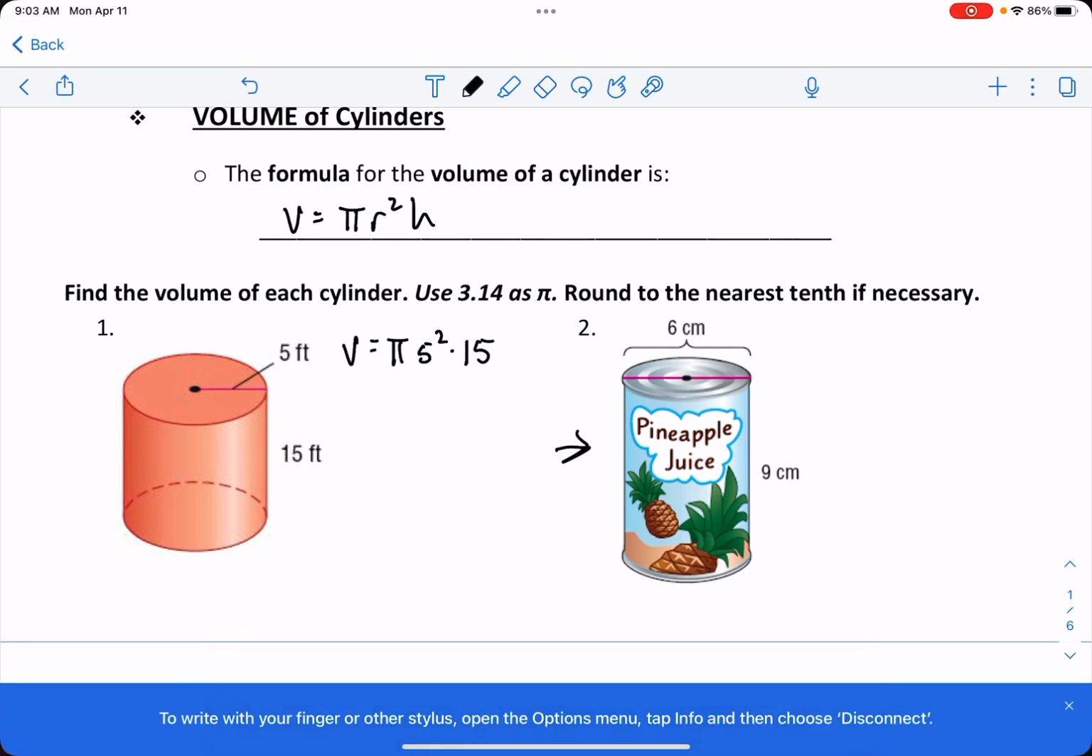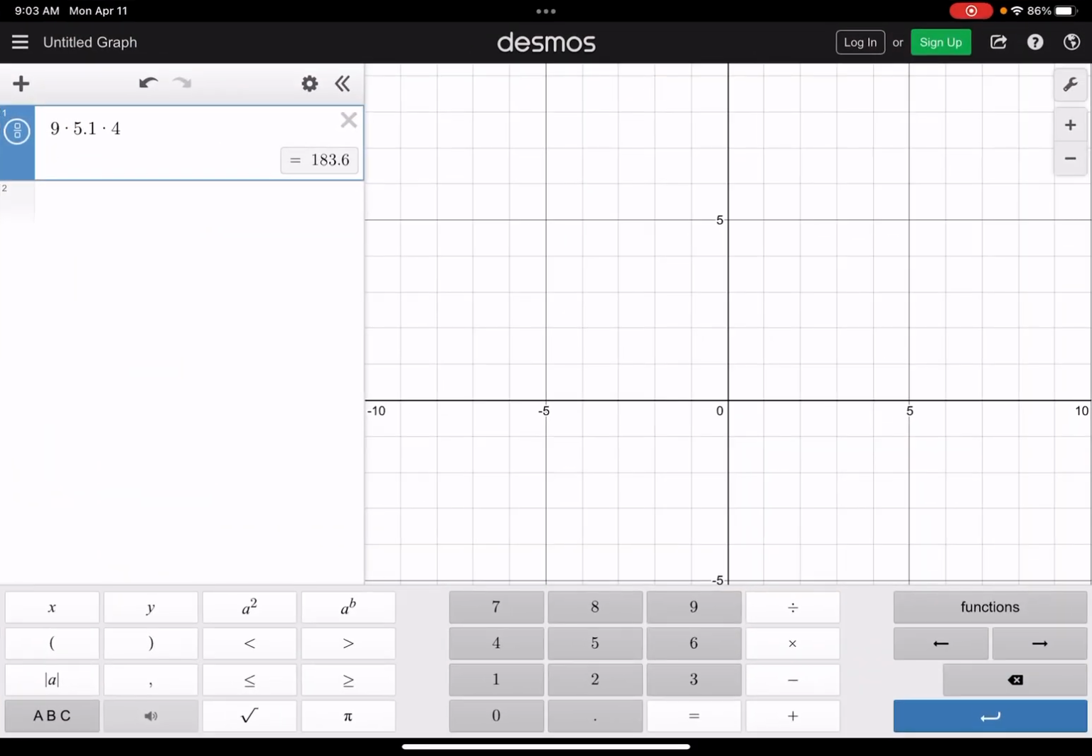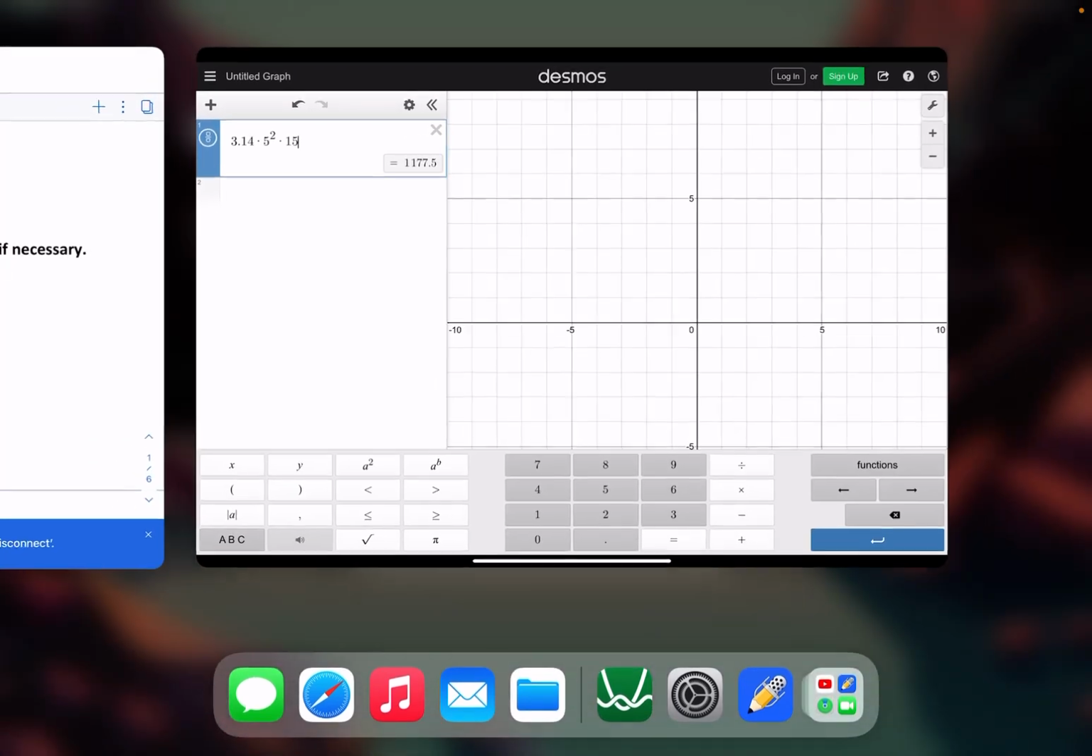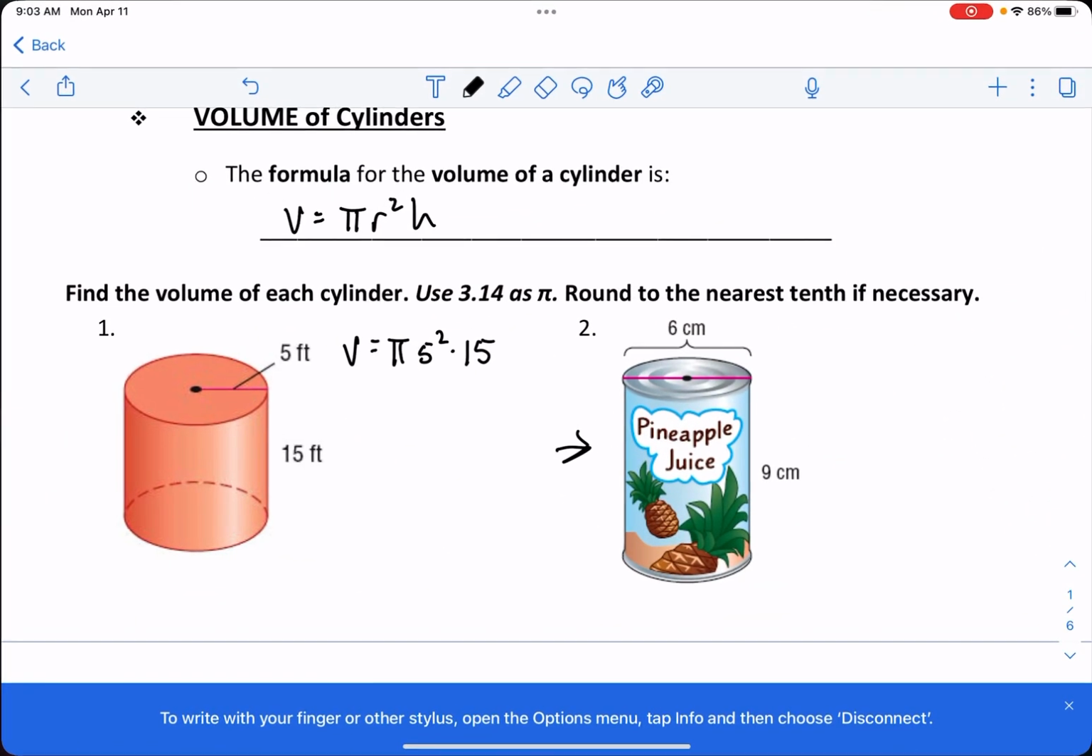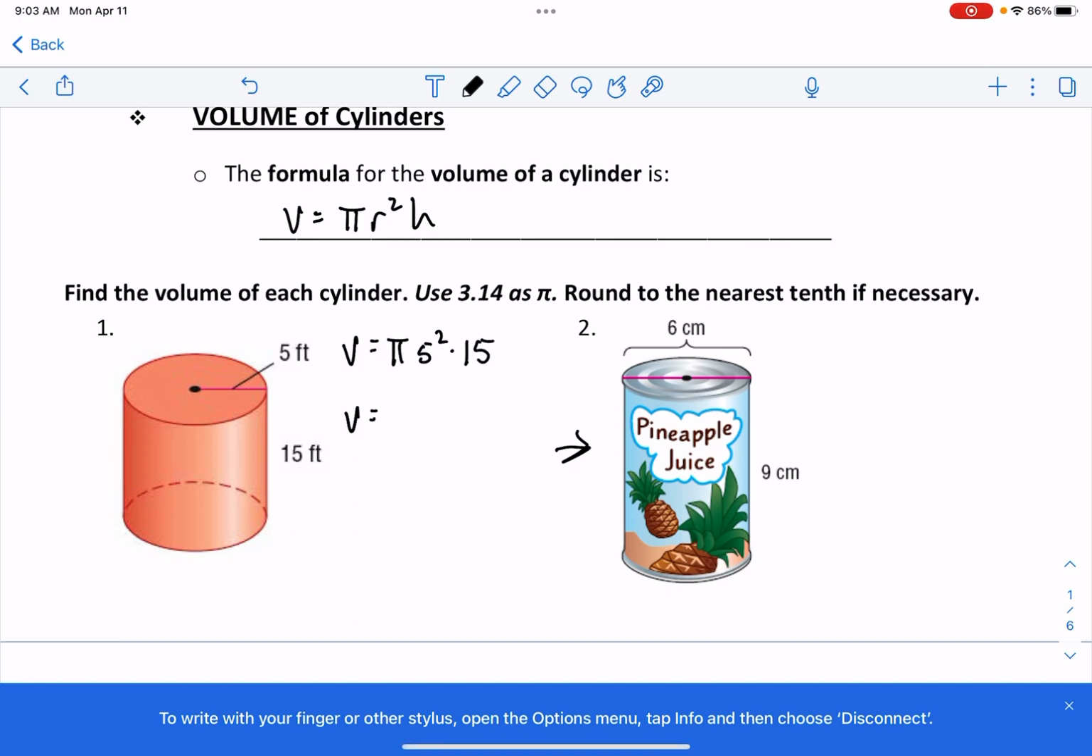So we're going to head to our calculator. So delete that. So we have 3.14 times 5 squared times 15. So pretty big volume here. We've got 1177.5. So volume is going to equal 1177.5 feet cubed. That's all there is to it. We just plug in the values and follow our order of operations.